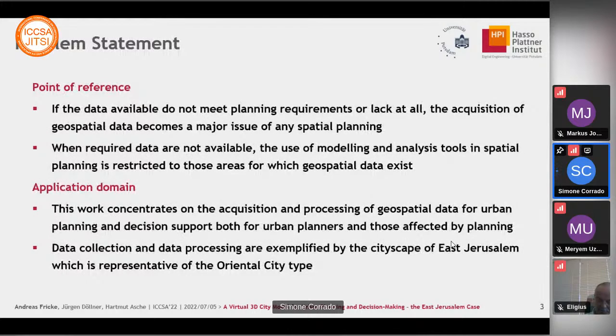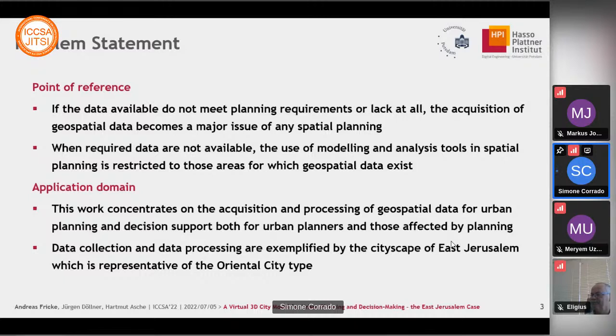The starting point, the initial situation, was that we did not have the data. There was no data. The Israelis had the data, but it is not open, and we cannot use it for building our virtual city model. So we decided to build our own data stock. Within this process we start at the very beginning with data acquisition and go through to the visualization part.